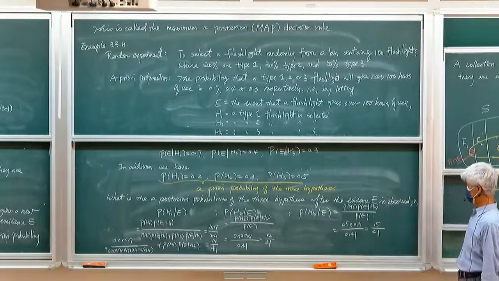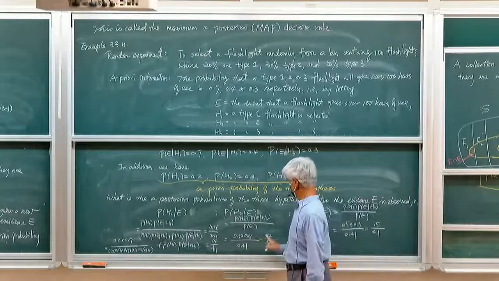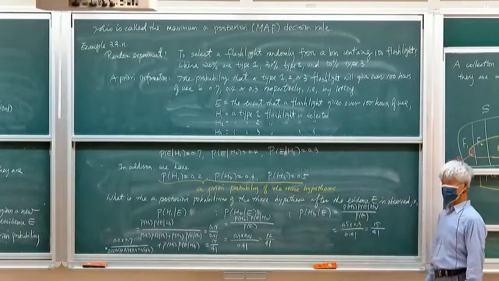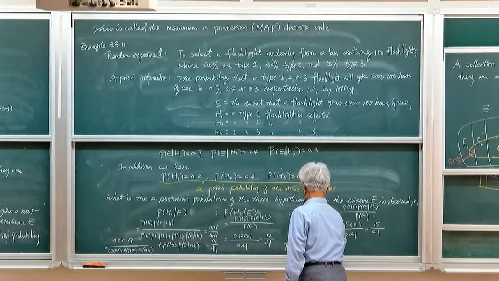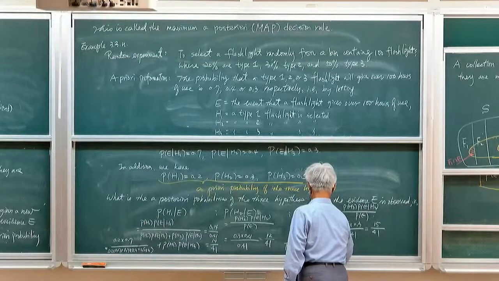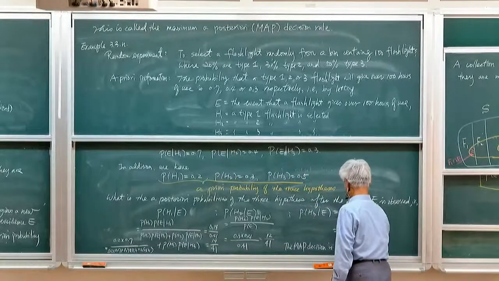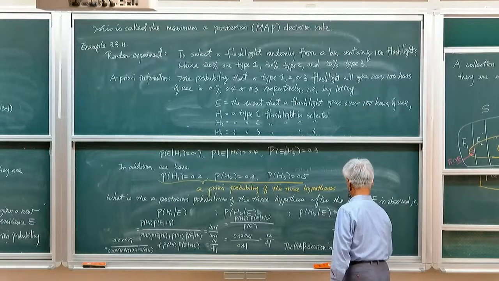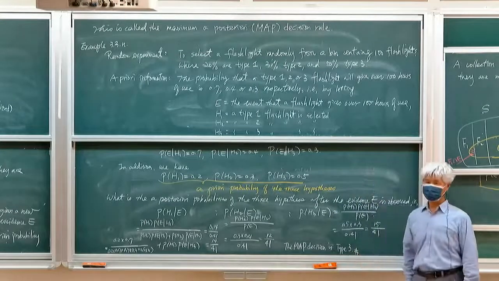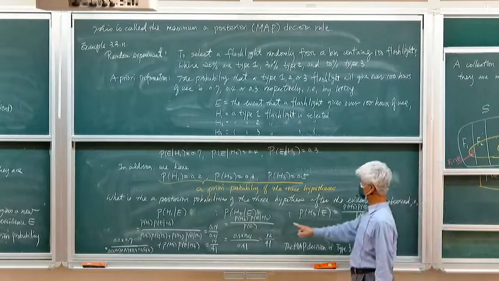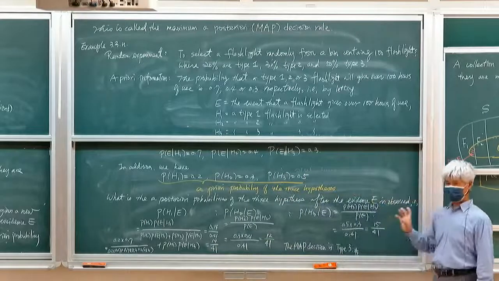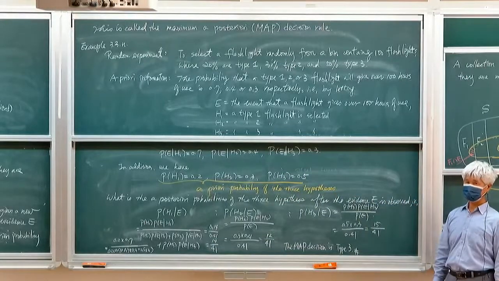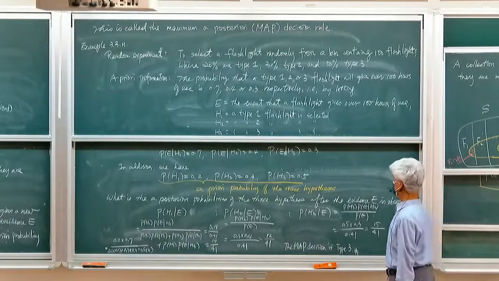And once again, when you compare these three numbers, the MAP decision is type 3, once again. Even though they become more comparable, 14, 12, and 15, this one is still the largest.